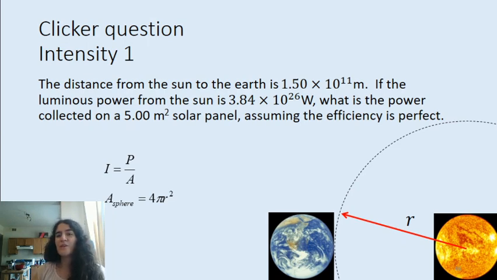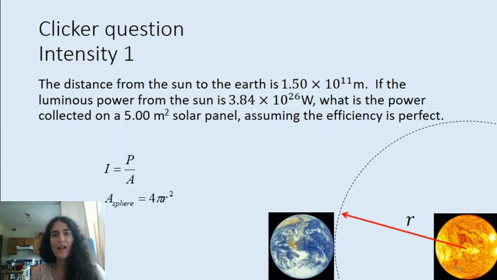Okay, so this is a really interesting problem. So it's saying that we're looking at solar panels, right? So I have a solar panel on planet Earth. The distance from the sun to the Earth is given as 1.5 times 10 to the 11 meters. And we also know the luminous power from the sun is 3 times 10 to the 26th watts. So it's asking, what is the power collected on a 5 meter square solar panel, assuming efficiency is perfect?